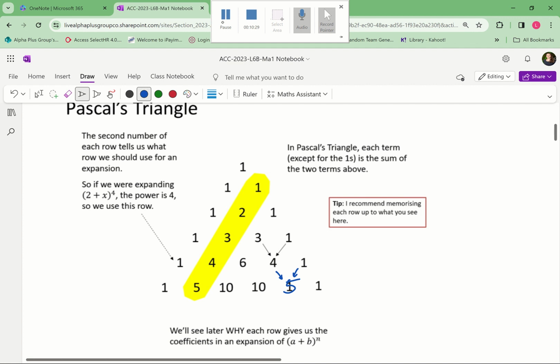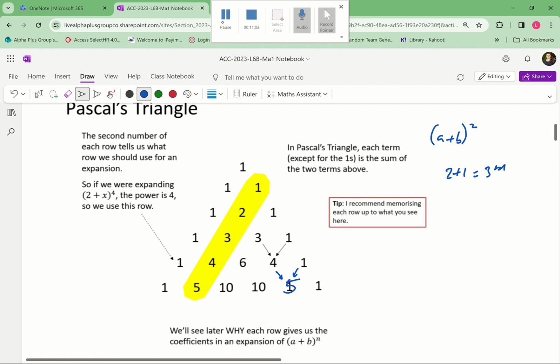What do these notes say? So the second number of each row tells us what row we should use for an expansion. So if we look at the second number in each row, instead of remembering, take the power in the bracket and add 1 and go to that row. So say I had a plus b squared. The way I explained it previously was add 1 to 2 and look for the third row, 1, 2, 1, third row. These are my coefficients for expanding that bracket.